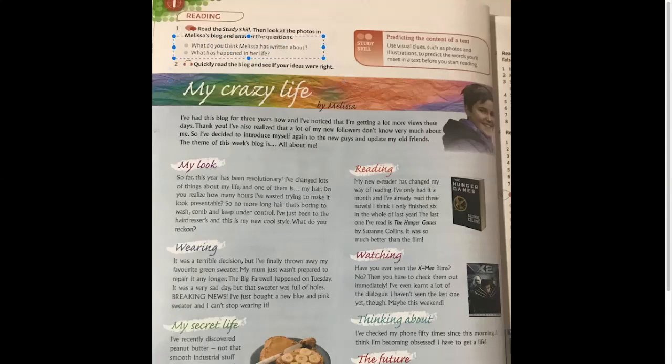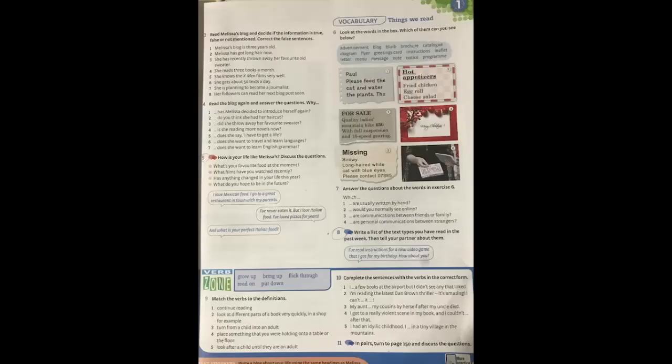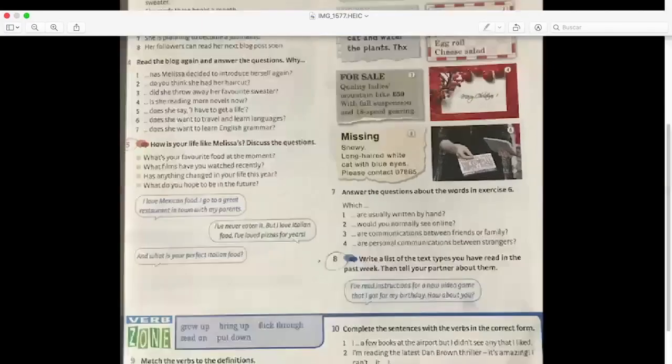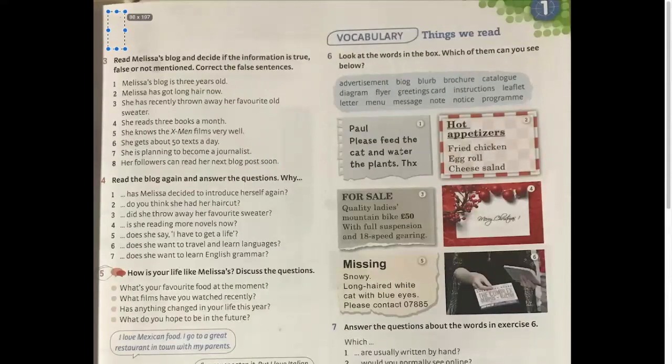Okay, now let's go to page 13. Page 13. Have a look at this page. Page 13, first, you have exercise 3. You're going to read Melissa's blog and decide if the information is true, false, or not mentioned. But you're going to correct the false sentences.